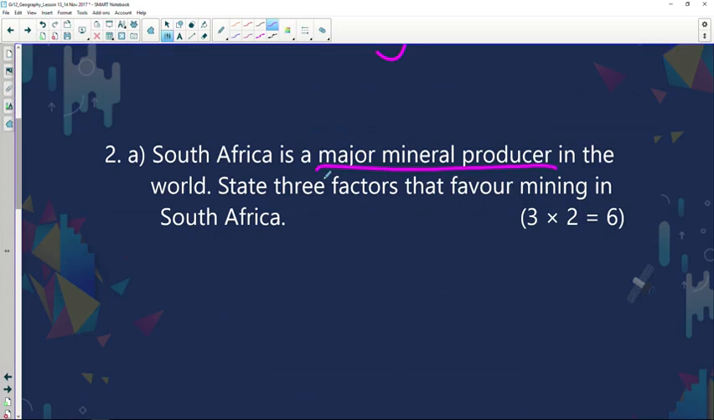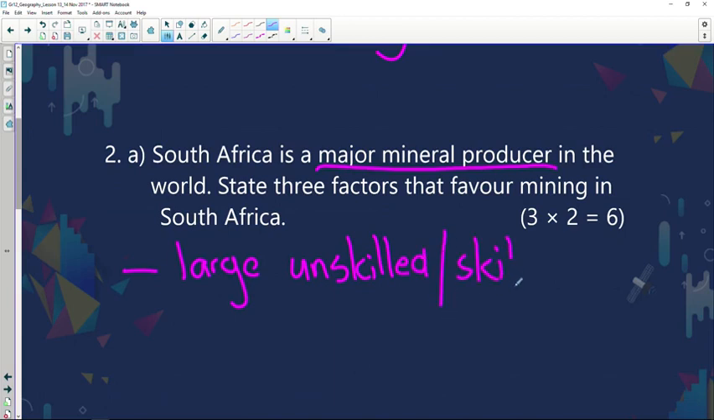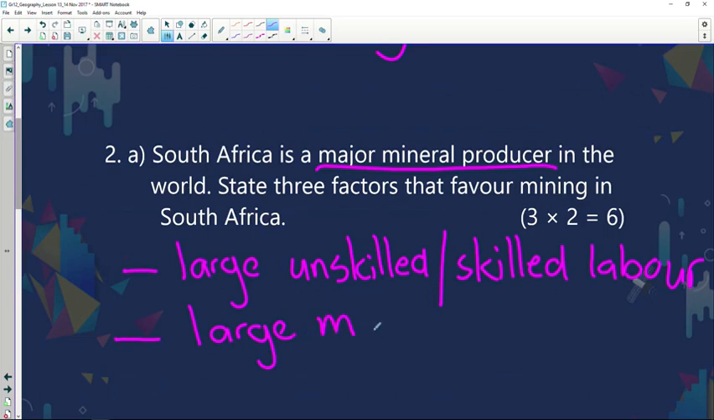Now, we've discussed them before. We have a very large, unskilled and skilled labor force in our country. Now, if we look at another reason that plays a huge role, we have a large population and we have got large markets as well, close to the resources.